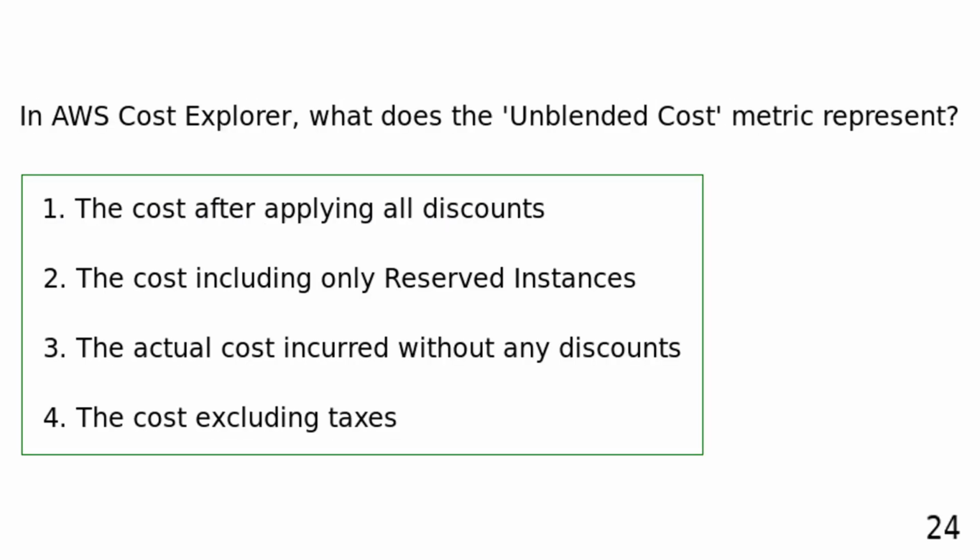In AWS Cost Explorer, what does the unblended cost metric represent? The cost after applying all discounts. The cost including only reserved instances. The actual cost incurred without any discounts. The cost excluding taxes.